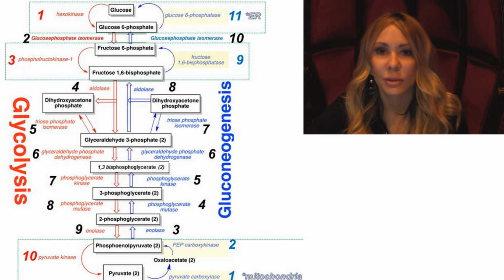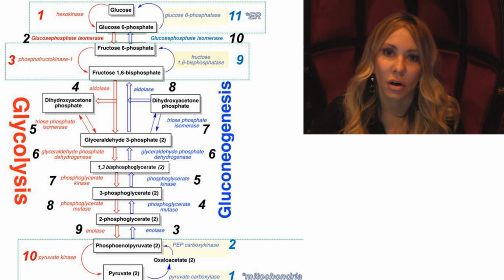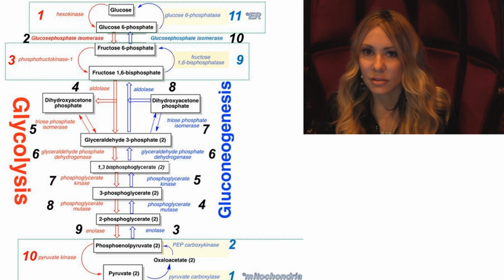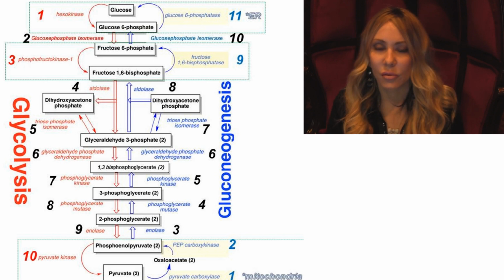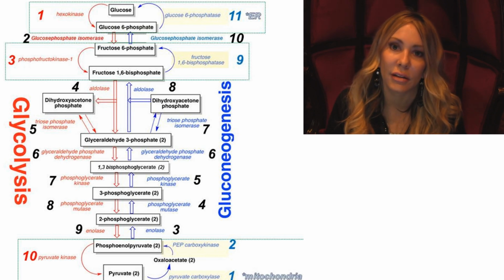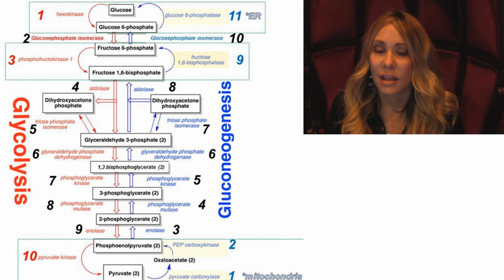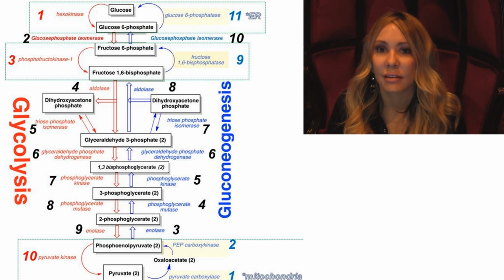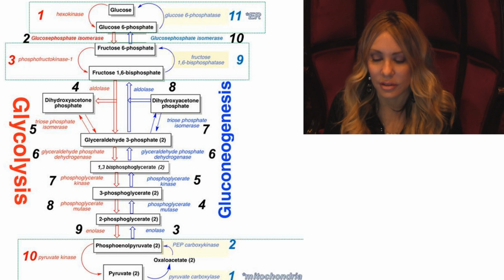Whereas with glycolysis, we could say that all the enzymes are in the cytosol, but for gluconeogenesis, the enzymes will be located in the mitochondrial matrix, in the cytosol, as well as the endoplasmic reticulum for the final step.